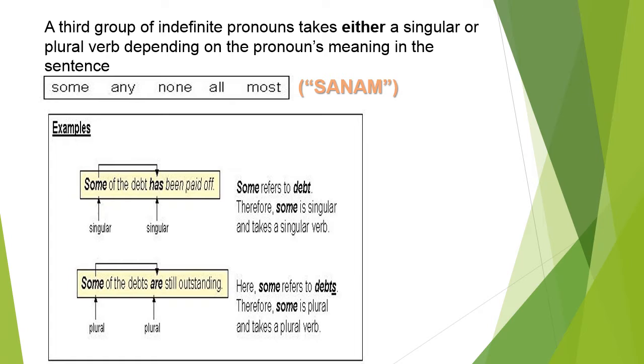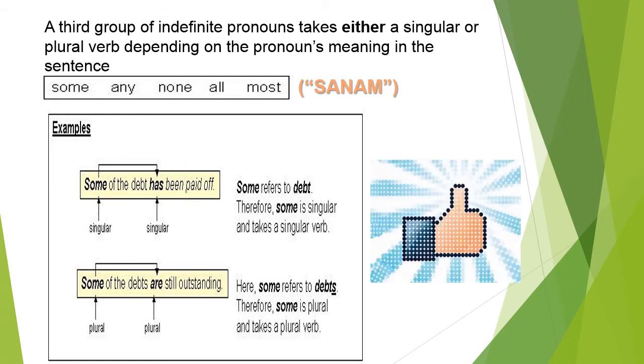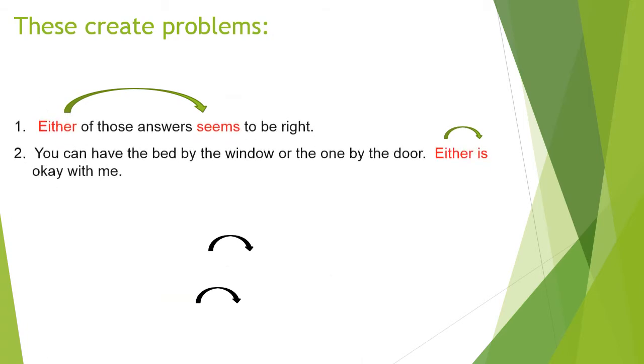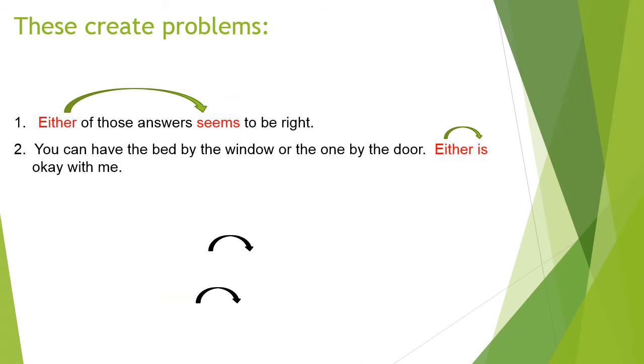Some of the debts are still outstanding. Here, some refers to debts. It means they are in the plural form. Okay, so you have to distinguish whether they are using the singular form or the plural form. If there is an S, you don't add an S. If there is no S, you add the S. Okay? These create problems.